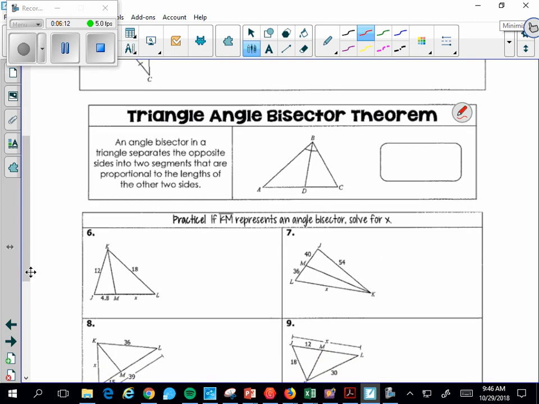The next thing that we've got here is the triangle angle bisector theorem. An angle bisector in a triangle separates the opposite sides into two segments that are proportional to the lengths of the other two sides. What does that actually mean?